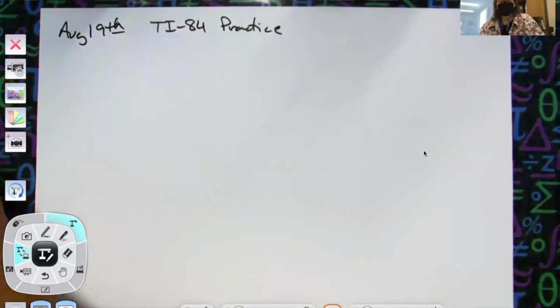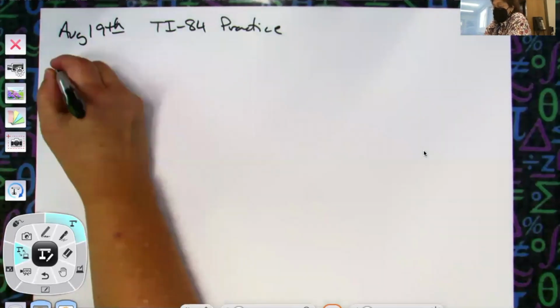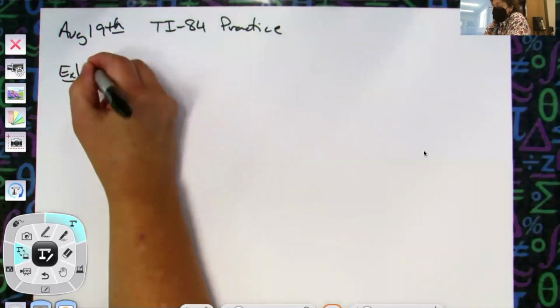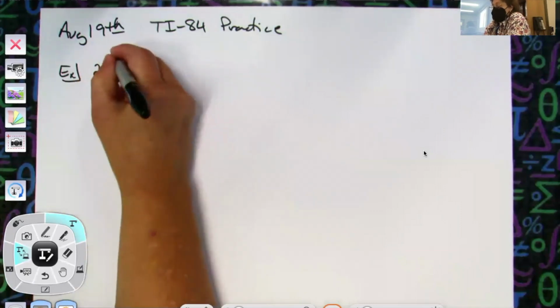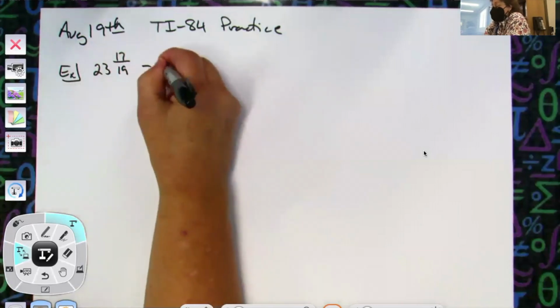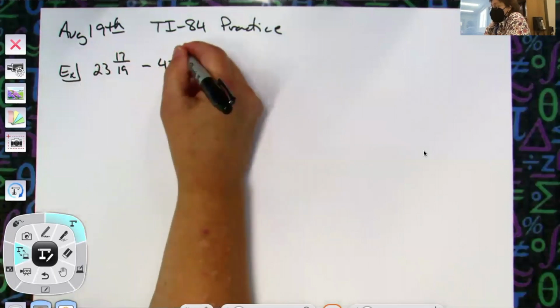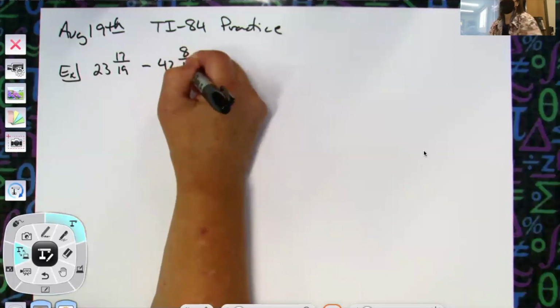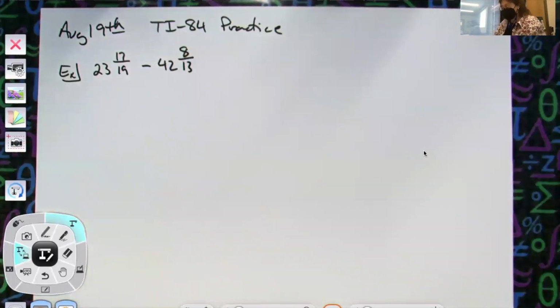Okay, now something that I did not demonstrate, but I was hoping I didn't have to demonstrate because it was easy enough. One of the videos that you were supposed to watch a week ago on Friday was how to use the fraction button on the graphing calculator. So what I want to see if you can do is 23 and 17 over 19 minus 42 and 8 over 13. All right, so write it down so you'll know what it is, okay?